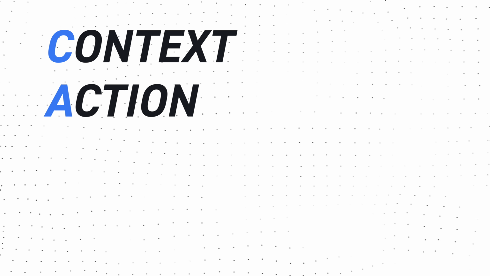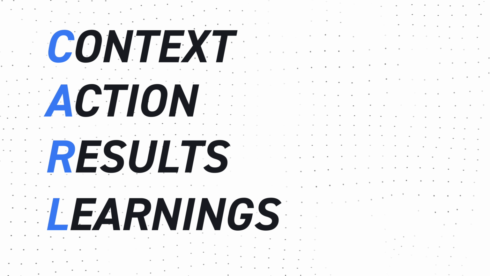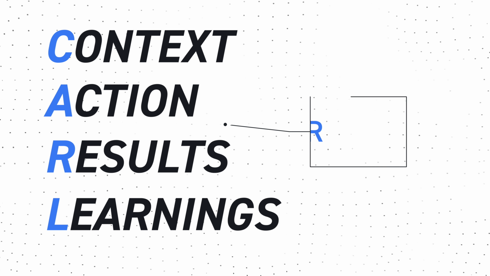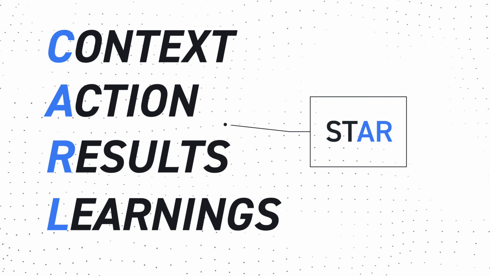Diving right into it. CARL simply stands for context, action, results, and learnings. At first glance, it doesn't seem all that different from STAR. The A and R even represent the same concepts, action and results.